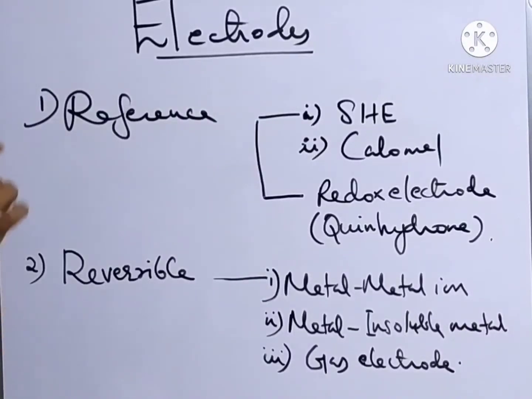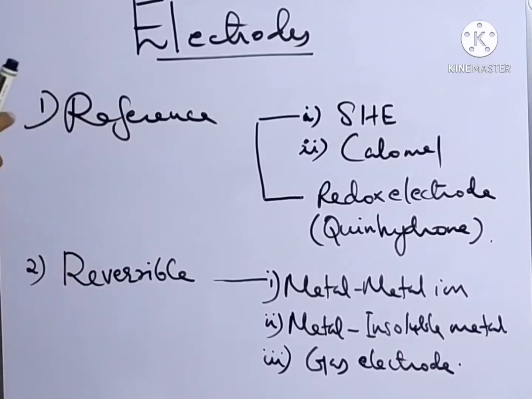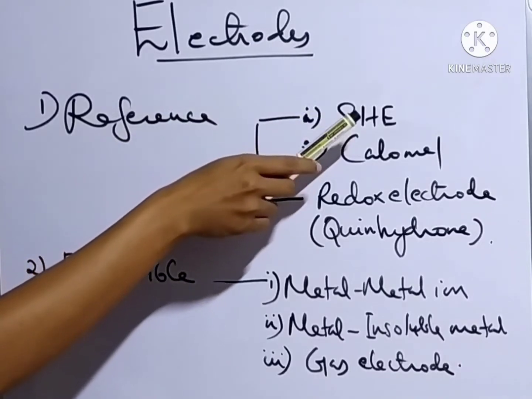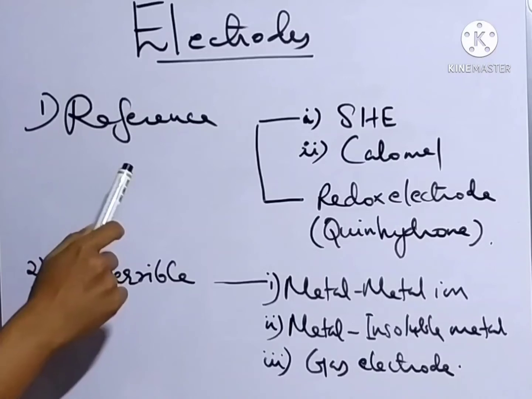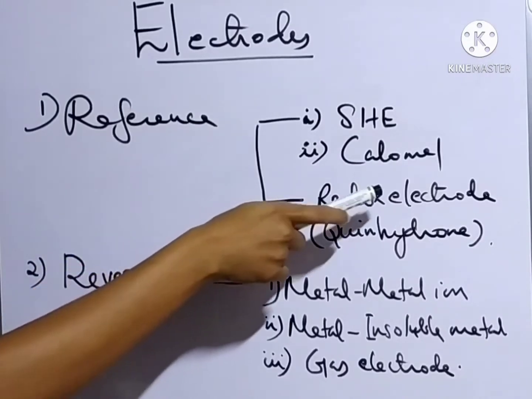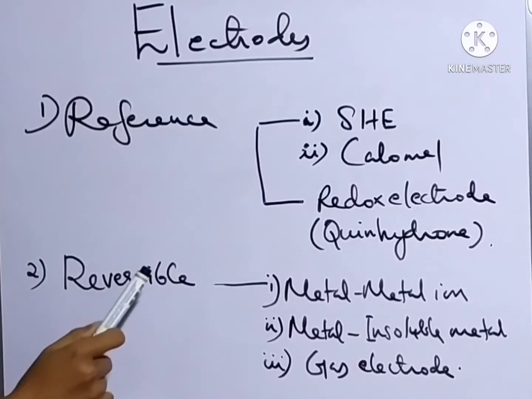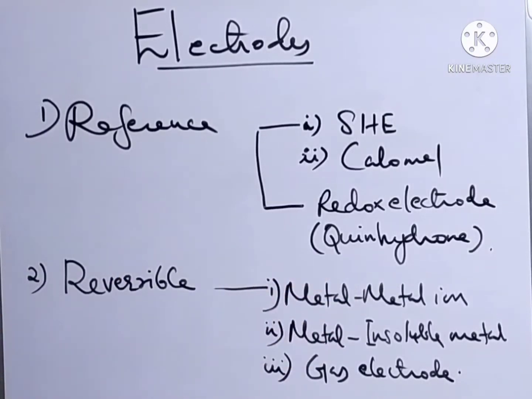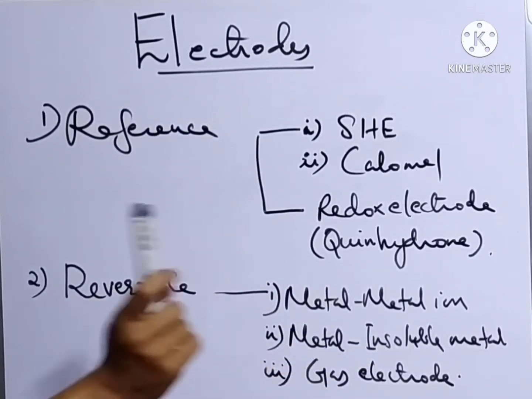This video is about electrodes. The important electrodes covered in this video are reference electrodes and reversible electrodes. Reference electrodes are the standard hydrogen electrode, the calomel electrode, and one of the secondary reference electrodes coming under the redox electrode category, the quinhydrone electrode. And the reversible electrodes covered in this video are metal ion electrodes, metal insoluble metal electrodes, and the gas electrodes.